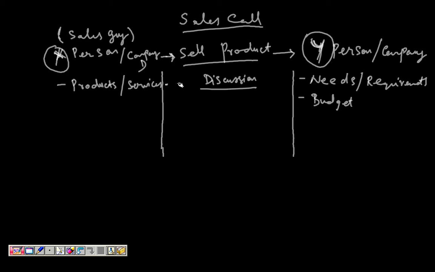Person X says, I have certain products and services which are useful for you. Person Y says, I have needs and requirements and this is my budget, or sometimes they do not tell the budget. These are my needs and requirements. Now you tell me what you can give me. So for person X to be successful in selling to person Y, person X should know the needs and requirements of person Y.